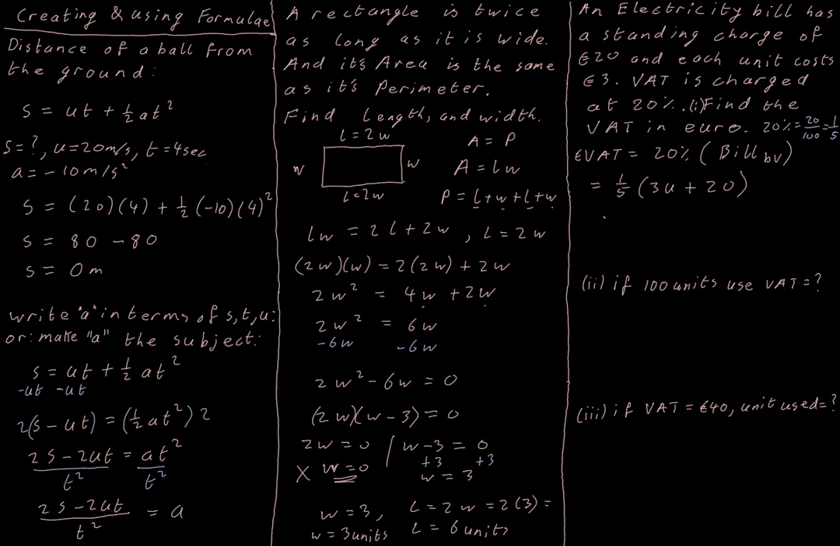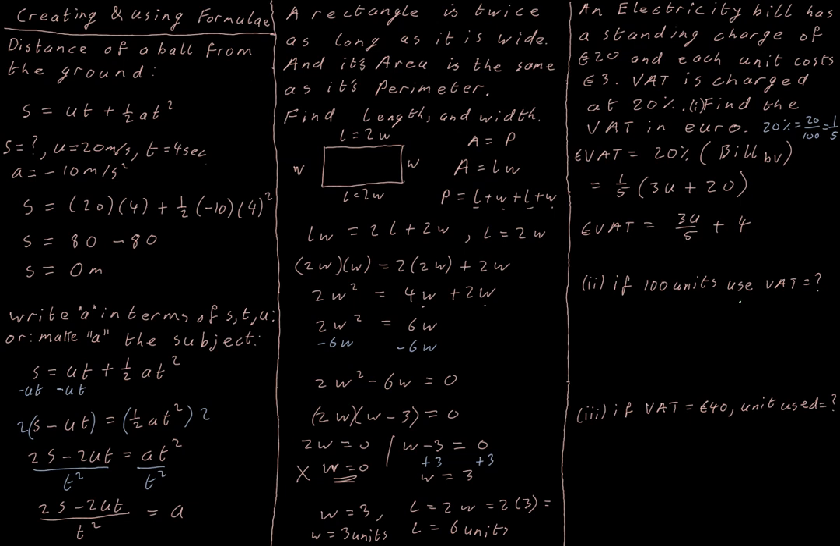You can actually multiply this out. The euro VAT is going to be, multiply each of these by 1/5, and you end up with 3u/5 plus 1/5 of 20 is 4. So the key part here is this step. We know the VAT is 20% of our bill before VAT gets charged, and we know that that's going to be €3 for each unit plus €20 is our standing charge that we have to pay regardless of how much electricity we use. So now we've got our story, we've now got our formula.